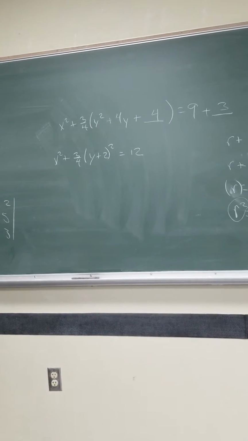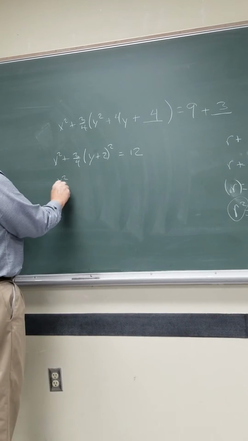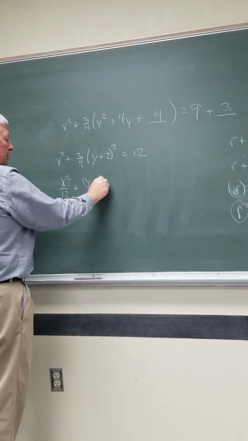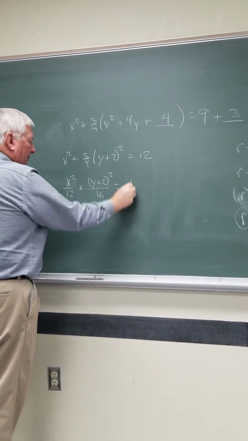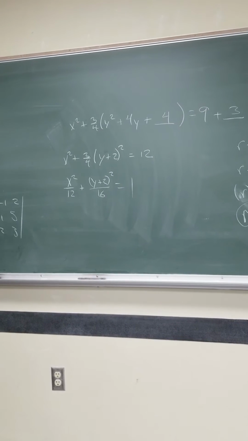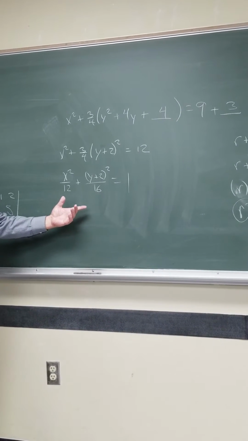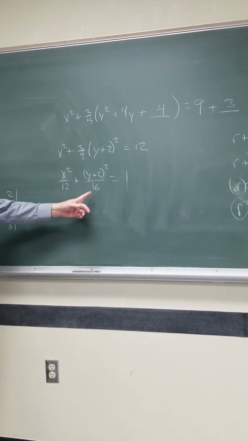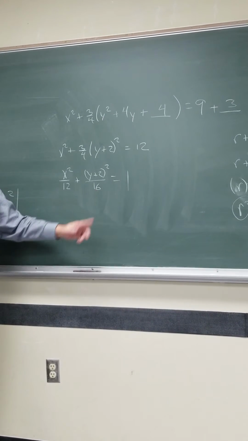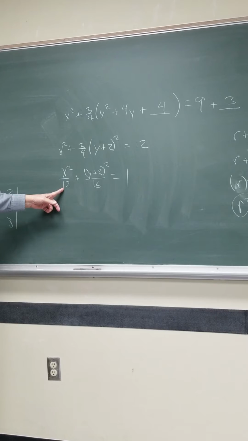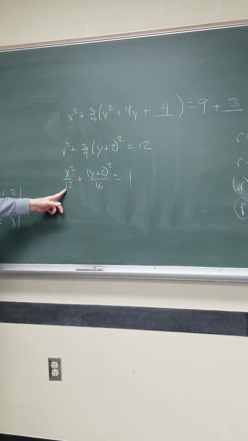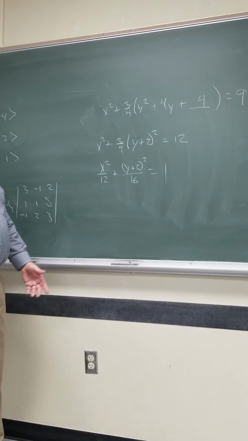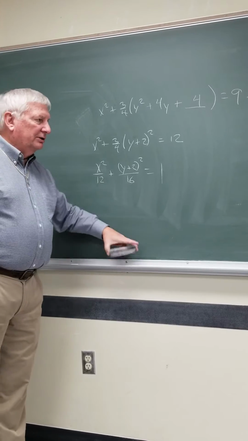If I divide both sides by 12, x squared over 12 plus y plus 2 squared over 16 is 1. This is an ellipse whose center is at 0, -2, whose semi-major axis is in the y direction at a length of 4, and whose semi-minor axis is in the x direction at a length of 2 times the square root of 3. And that's the form of an ellipse. So sure enough, that example equation is an ellipse.